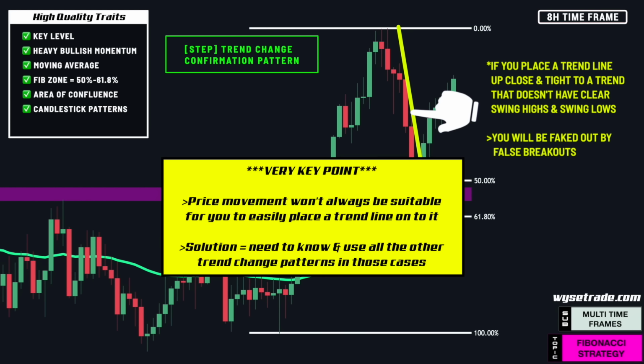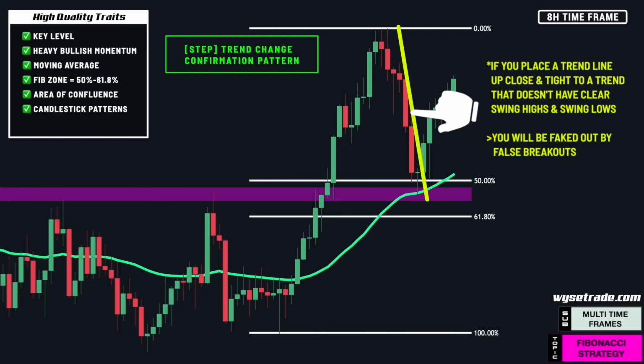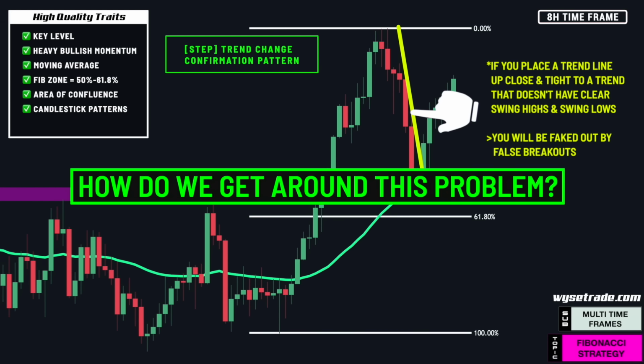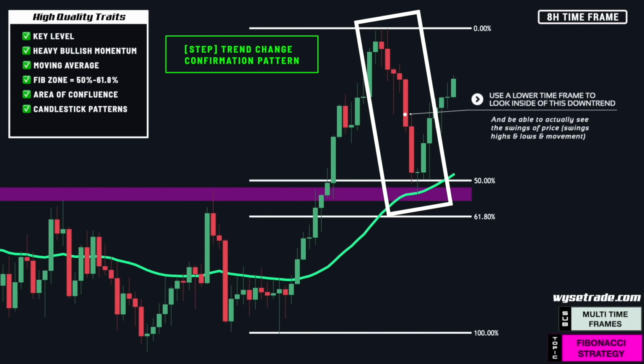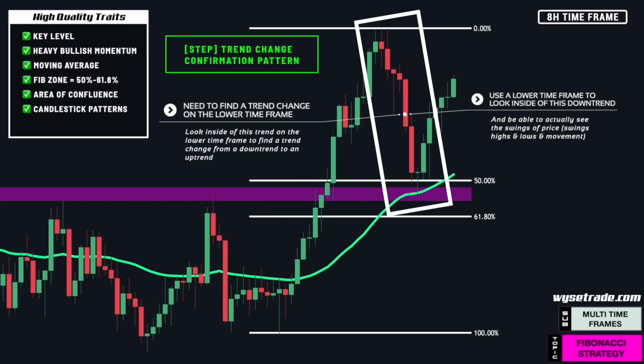Price movement won't always be suitable for you to place a trend line, hence why you need to know all the trend change patterns, which we will cover in a future video. But now, for this particular case, how do we get around this problem of not being able to place a trend line? And here's what you need to do. We need to use a lower time frame where we can look inside of this downtrend and be able to see the swings and price movement of this trend, and then be able to look for price action that shows a trend change from a downtrend to an uptrend to confirm that the downtrend is over and that the larger uptrend can continue. So let's pull up the lower time frame, specifically the 4-hour time frame, and put it beside this one.